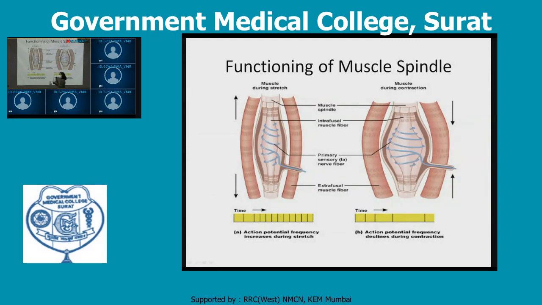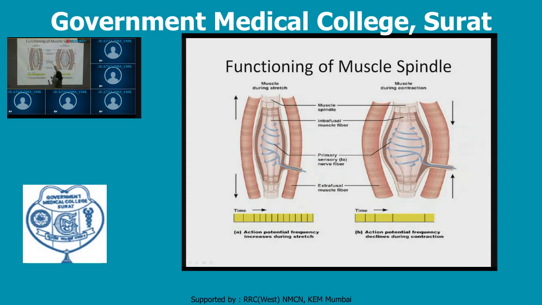And here you can see the muscle spindle and the action potential which is generated. During the stretch of the muscle, with the extrafusal fiber stretching, the intrafusal fibers also stretch, and the action potential is generated and propagated through the primary nerve ending, that is the 1A fiber. It propagates in the primary sensory nerve fiber, that is 1A.